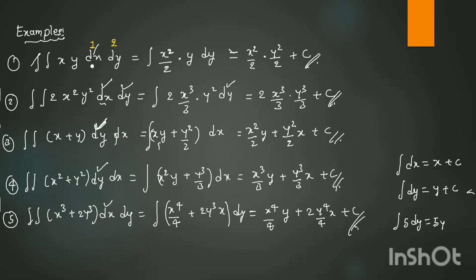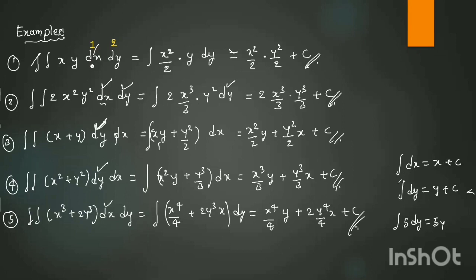Sir, how is it possible? How is x cube x to the power 4 by 4? Yes, this is the formula. Oh, yes. This is the formula: x to the power n plus 1 by n plus 1. Okay. And this is a constant, so we have to multiply x.